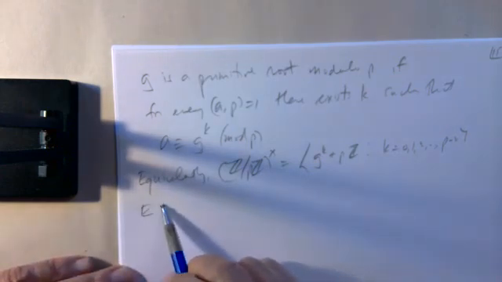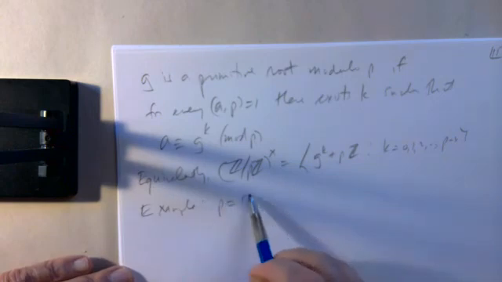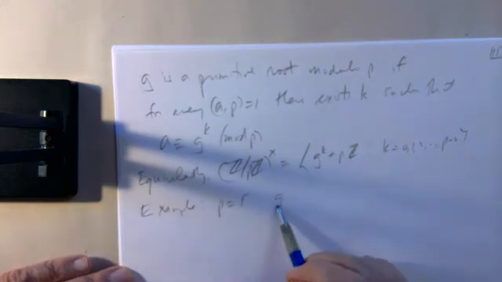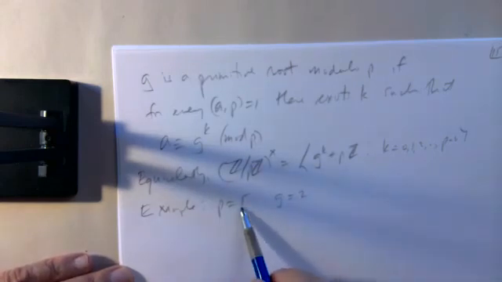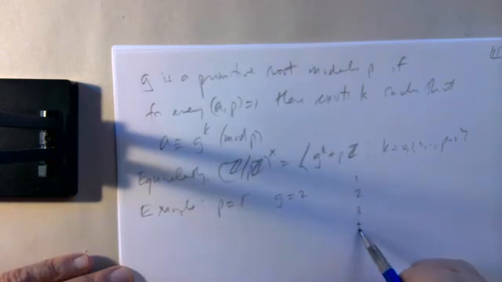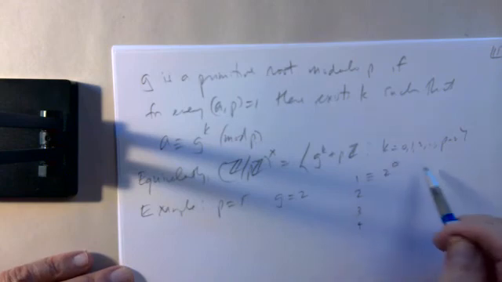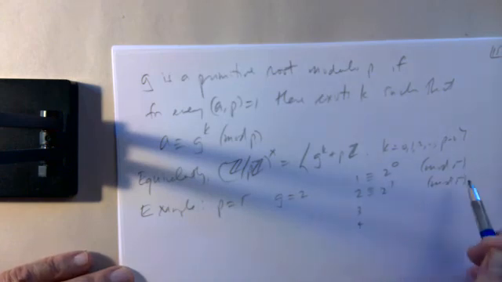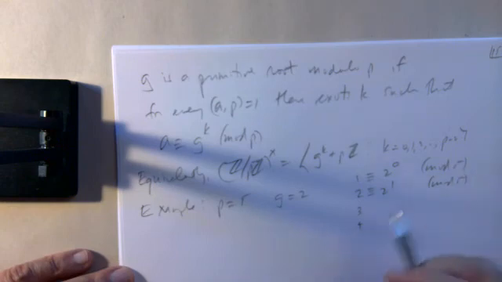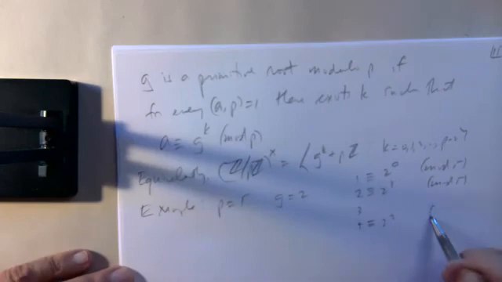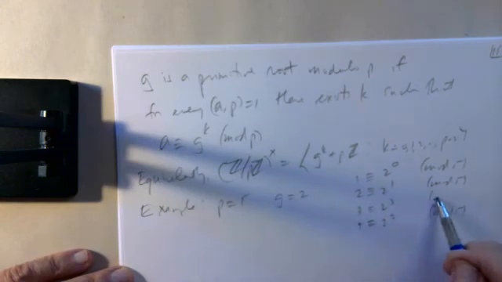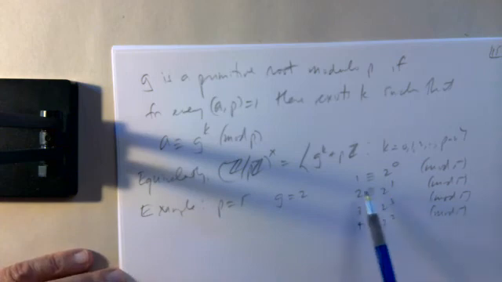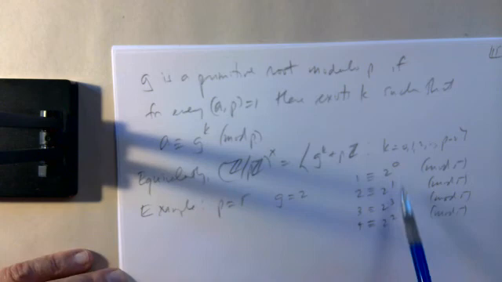So for example, if you take P equal to 5 and G equal to 2, what are the non-zero numbers mod 5? 1, 2, 3, and 4. So 1 is congruent to 2 to the 0 mod 5. 2 is congruent to 2 to the first power mod 5. 2 squared is congruent to 4 mod 5. 2 cubed is congruent to 8, which is 3 mod 5. So every non-zero number mod 5, 1, 2, 3, and 4, is a power of 2. So 2 is a primitive root mod 5.